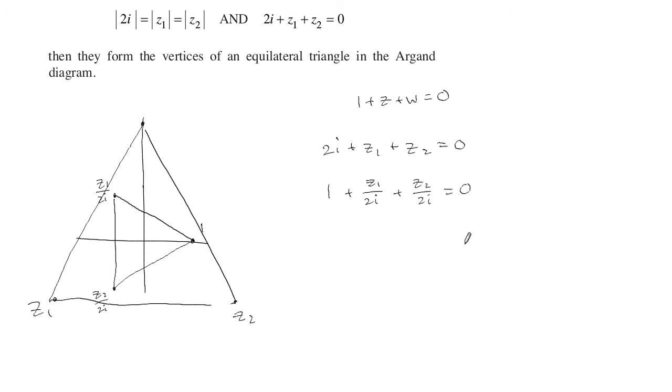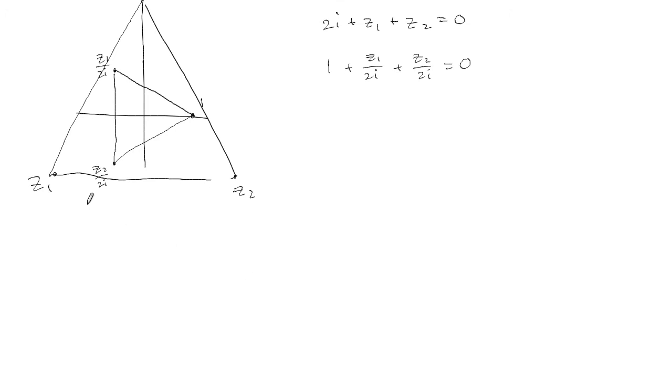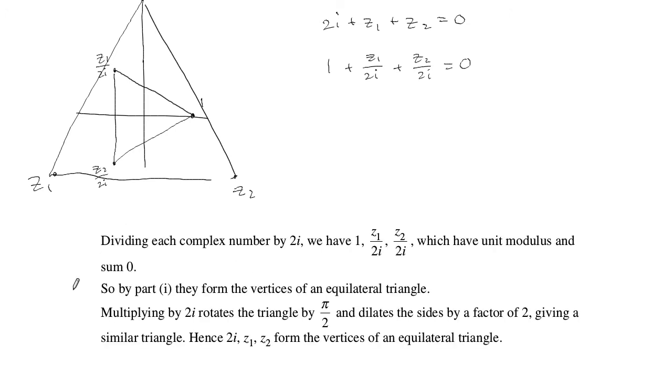So you would just need to say something about multiplying by 2i will just create another similar triangle because it's just rotating and scaling. So the way that they wrote that out in the marking guide was this. So you just have to write it out in 4 sentences, basically.